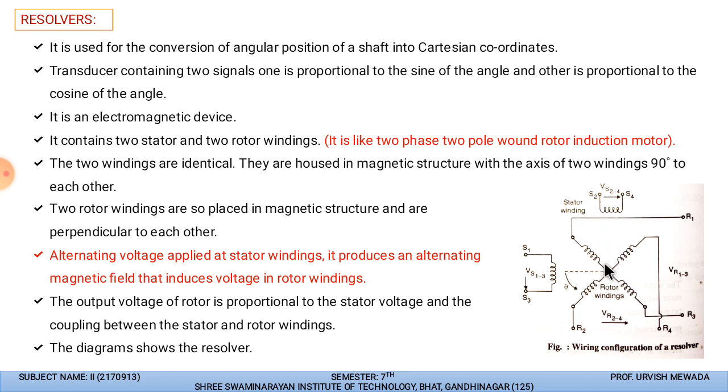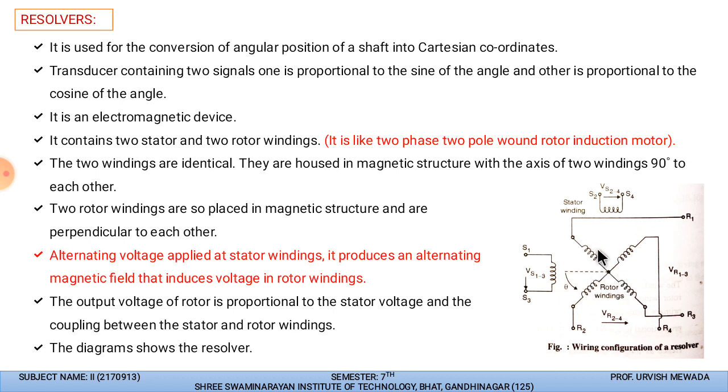of a two pole wound rotor induction motor. The two windings are identical, and they are housed in a magnetic structure with the axes of the two windings at 90 degrees to each other. Over here you can see that both are at 90 degrees to each other. This is the separation of the stator windings, and the two rotor windings are so placed in the magnetic structure and are perpendicular to each other. This is the angle which is created, 90 degrees, so both are perpendicular to each other.